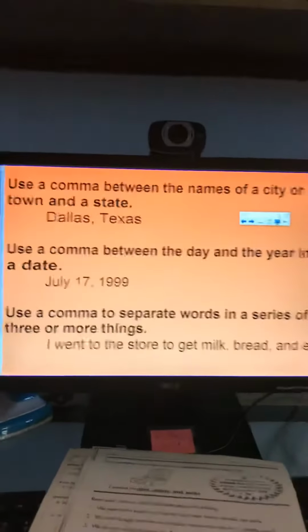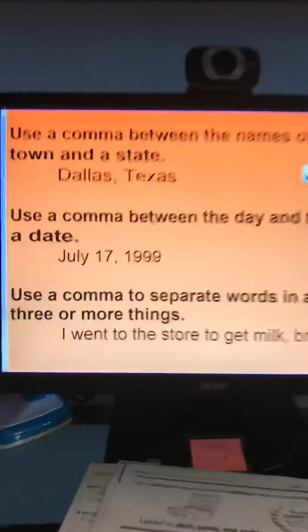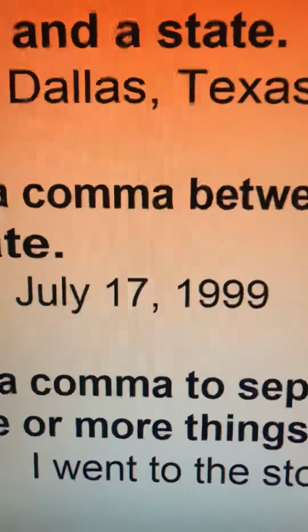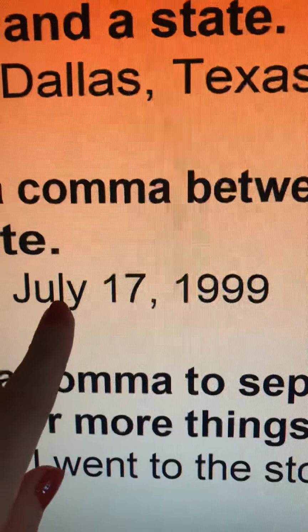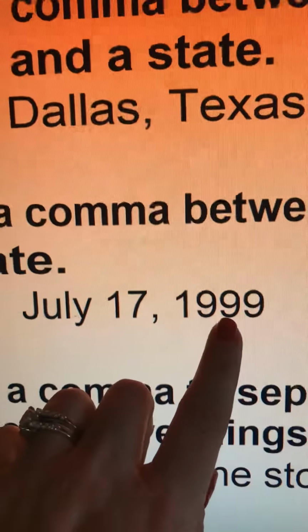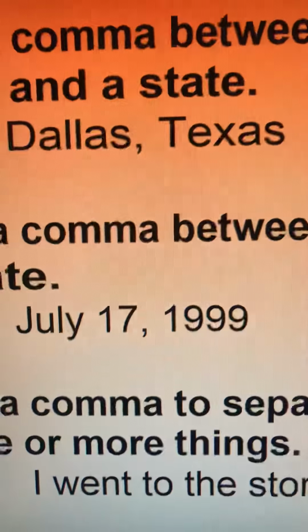The second one is to use a comma between the day and the year in a date. So here is a date: July 17th, 1999. You have a month, then a day, and then a year. So you put that comma between the day and the year.